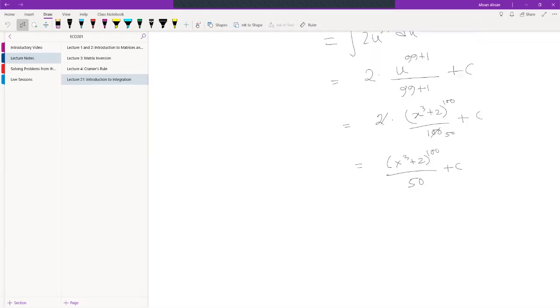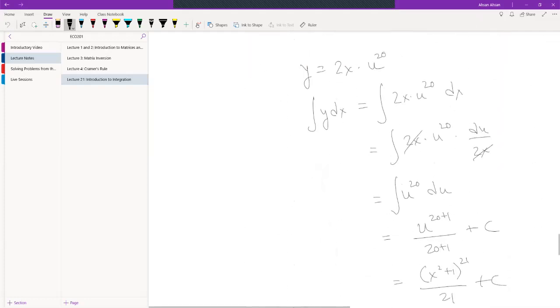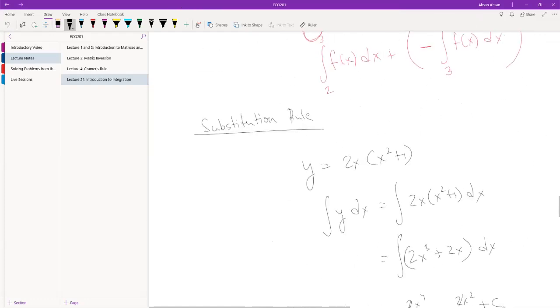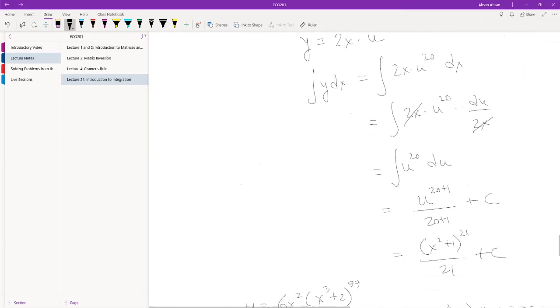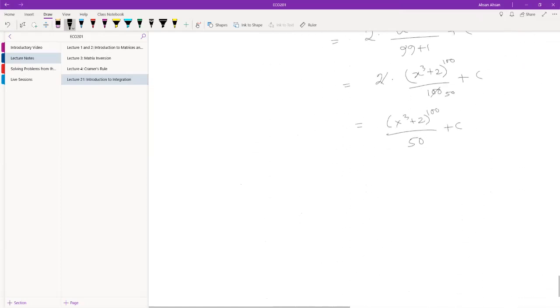And the final thing we are going to do from this chapter is integration by parts. So what we did is the substitution rule, also known as integration by substitution. And what we are going to take a look at right now is called integration by parts.